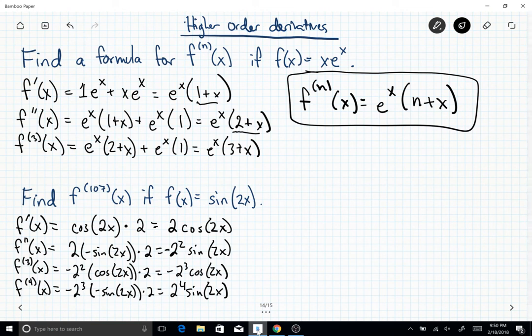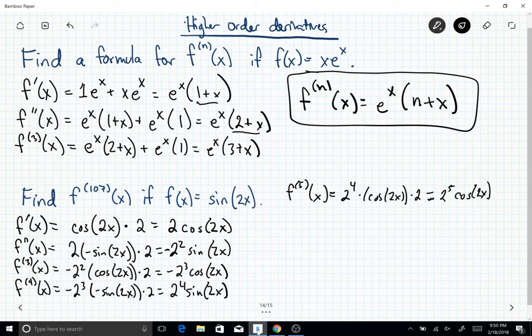And you can check and see the fifth derivative. If things go appropriately, we should have a 2 to the 5th. Is what happens. Derivative of sine of 2x, and the 2 to the 5th comes from, well, actually I'll write it out here. You get 2 to the 4th. Derivative of sine of 2x is cosine of 2x, and then times 2. And so notice that makes 2 to the 5th cosine of 2x.